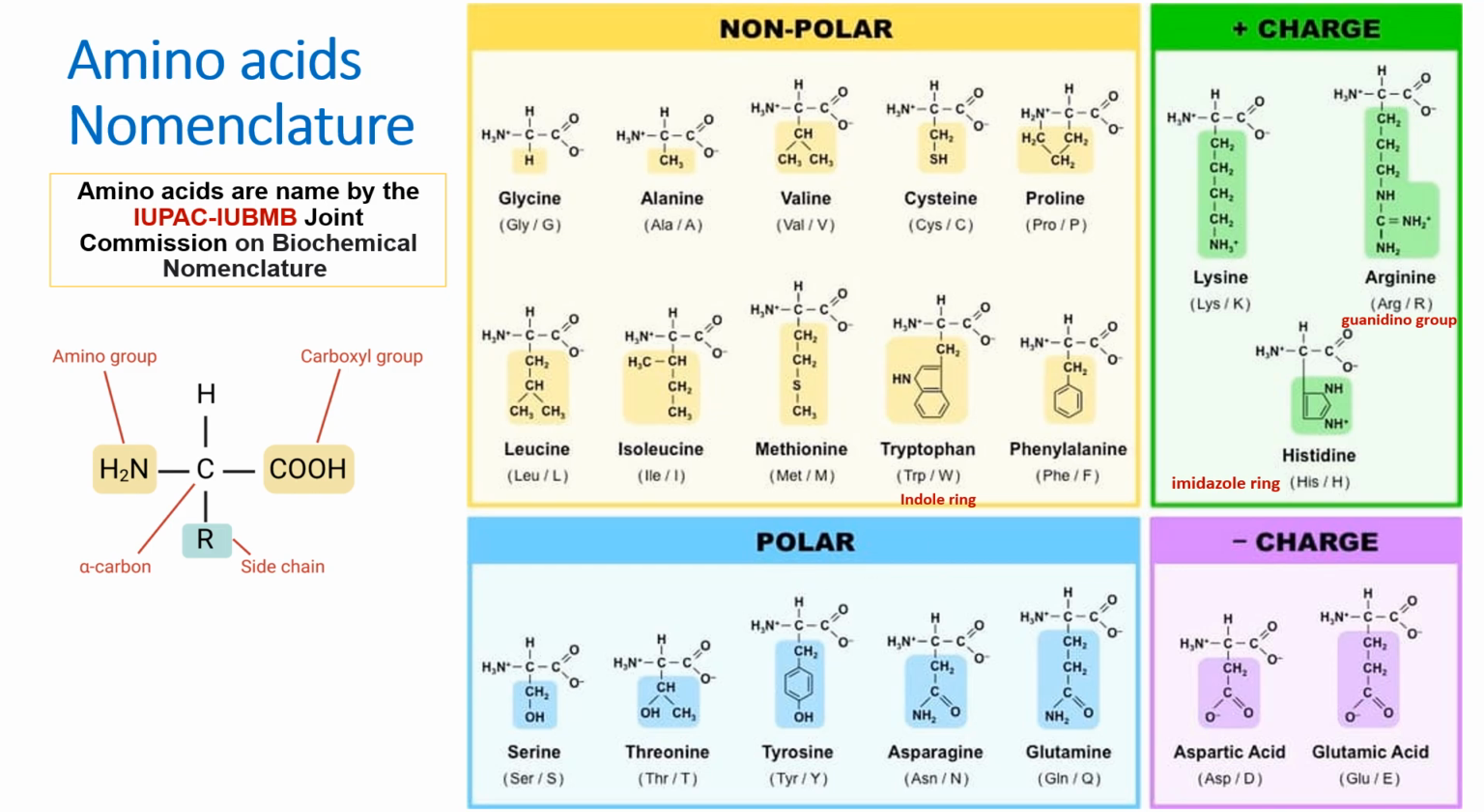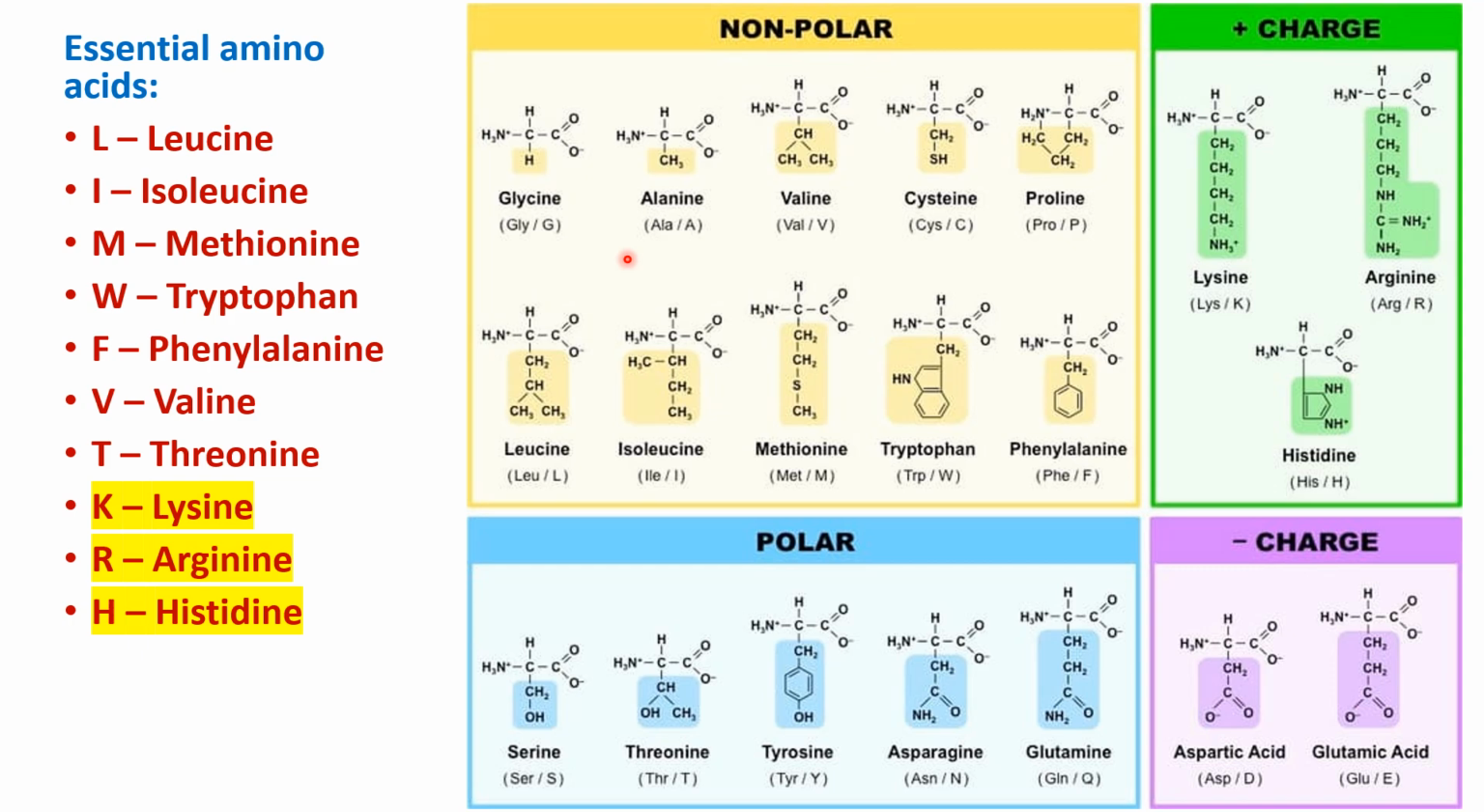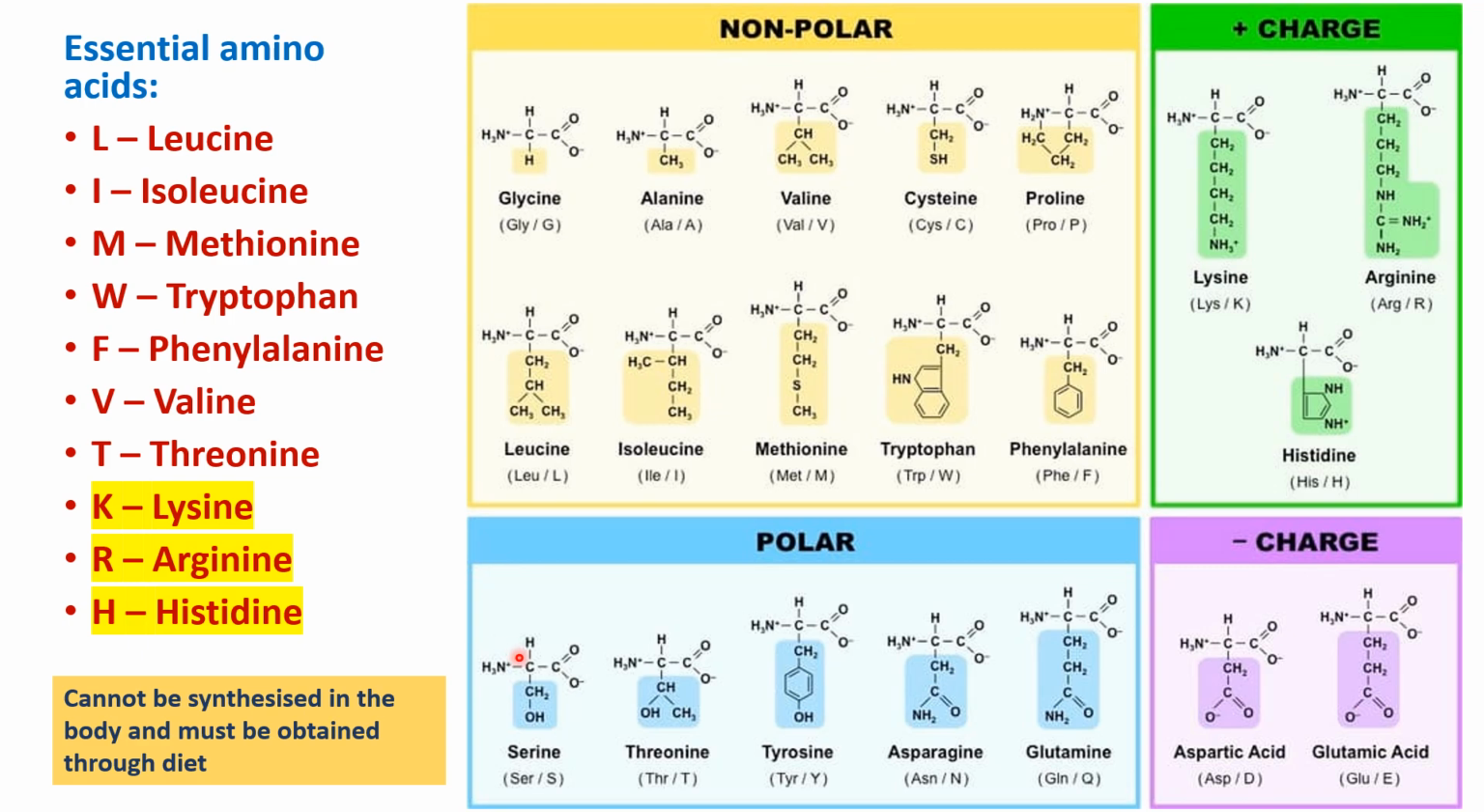So next what we will see is about the essential amino acids. So that was a question. So we must know what are essential amino acids. So essential amino acids are those that cannot be synthesized by the body and must be obtained through the diet.